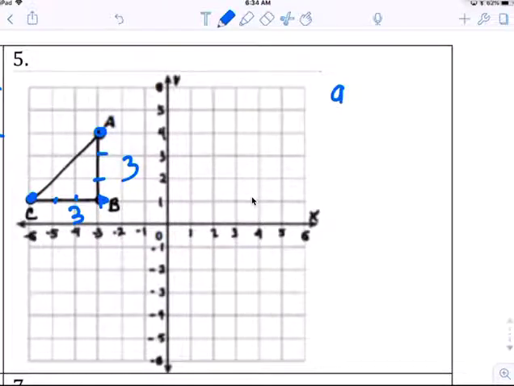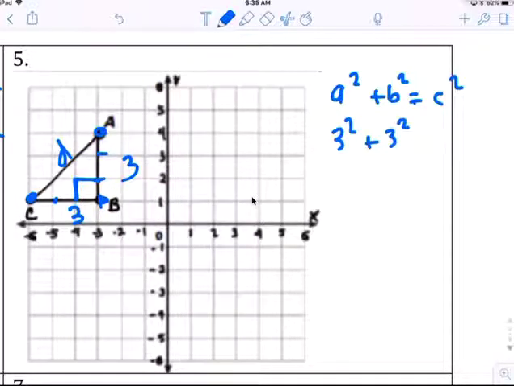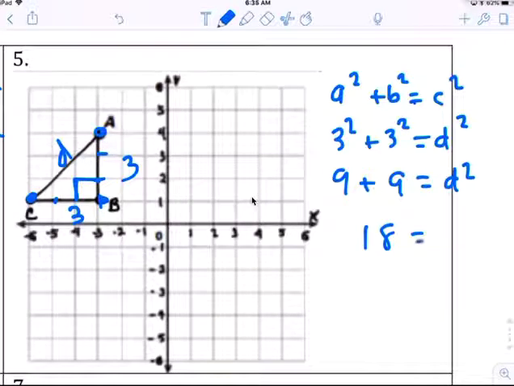It's the A squared plus B squared equals C squared. This is the 90 degree. We'll just put that diagonal for D squared. 3 squared plus 3 squared equals D squared. 9 plus 9 equals D squared. 18 equals D squared. The square root of 18.